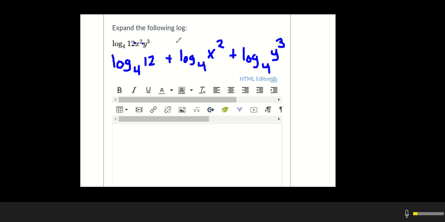And notice, because I'm expanding, what I said before, usually the last thing you're going to do when you're expanding is if there's any exponent, that exponent's going to go up to the front. So you're going to get a 2 there, that disappears, this is going to go in the front, and then that disappears. So your final answer would be log base 4 of 12 plus 2 log base 4 of x, again this is gone, plus 3 log base 4 of y. Okay, and then that would be the final answer there.